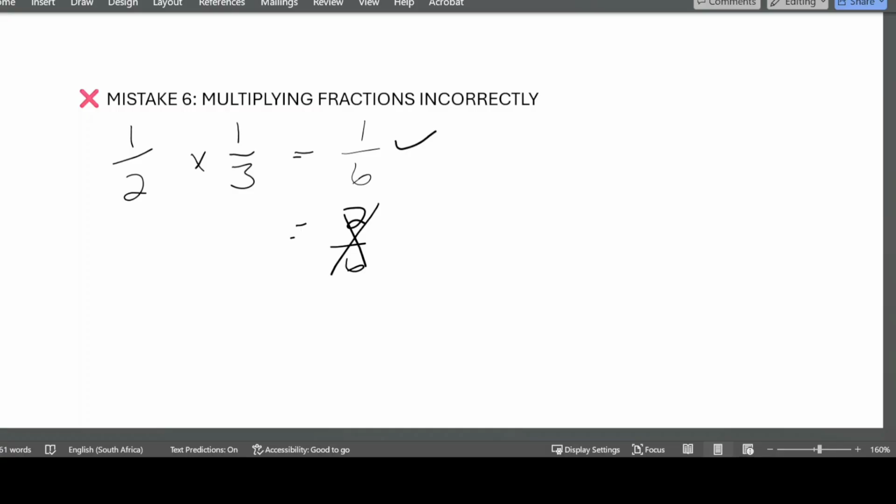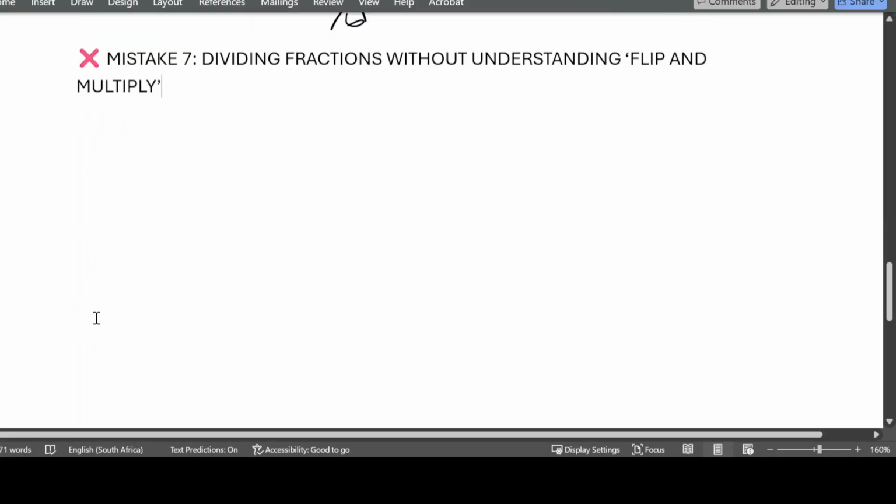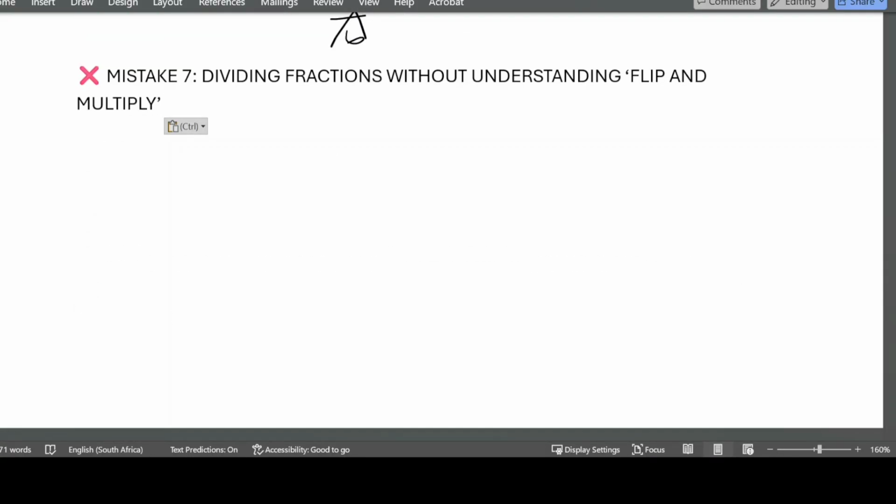Mistake number 7, dividing fractions without understanding flip and multiply. That's a rule in maths. So we have 1 over 2 divided by 1 over 4. Many learners memorize flip and multiply without understanding it. They sometimes flip the wrong fraction or multiply incorrectly. When dividing fractions, we flip the second fraction and then multiply. But it is very important to understand why we are doing this, not just memorize it.